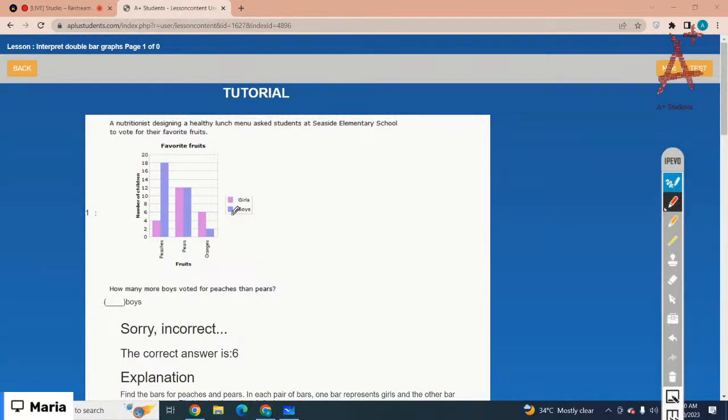Okay, the blue one is for boys. The boys for peach is 18, and for the pear the boys have 12. The question is how many more boys voted for peach than pear. So 18 minus 12 is 6. That means 6 more boys voted for peach than pears. The correct option is 6. Got it? Okay, let's start with the practice questions.